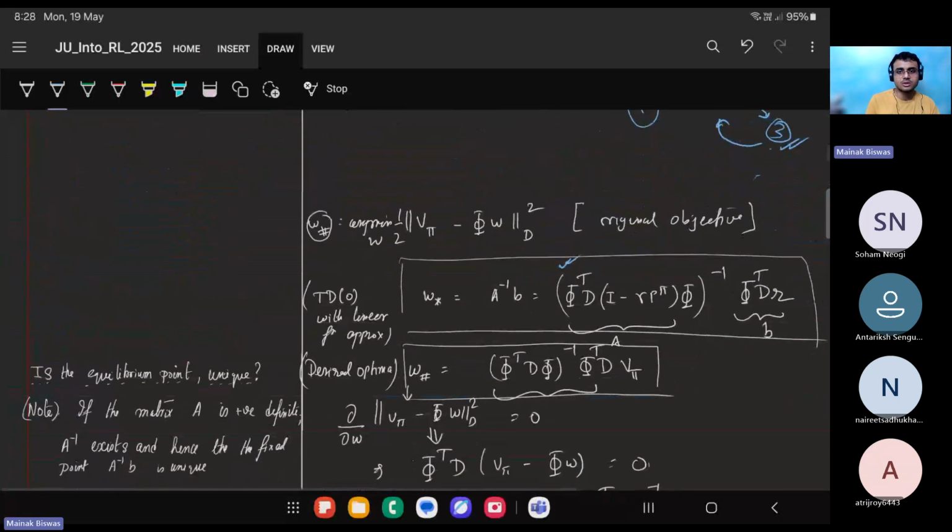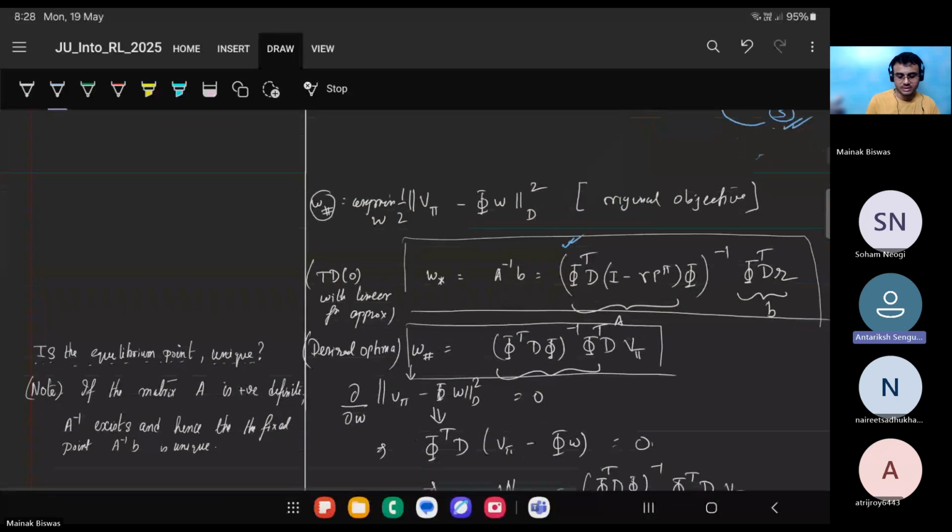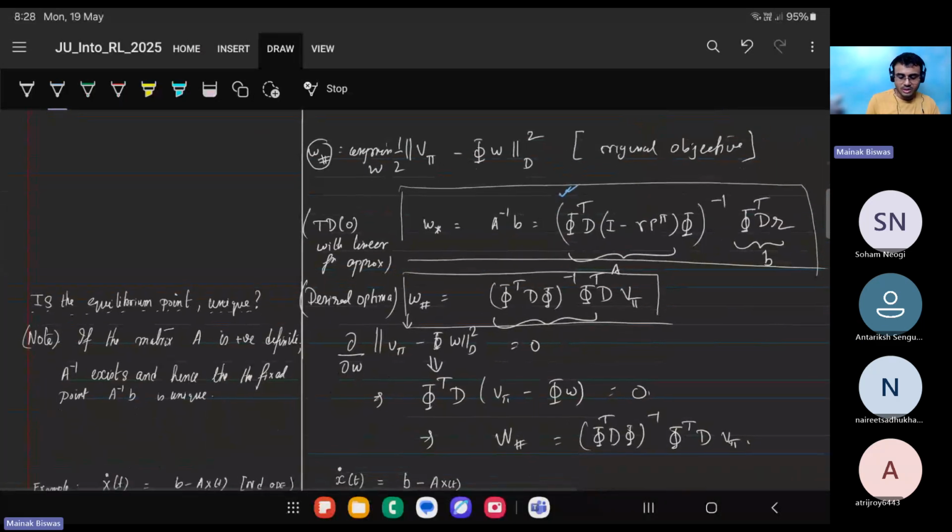Can you hear me? I don't want to go ahead unless this is clear. Okay. So this was sessions 14 and 15, and this was session 12 and 13. We saw that this W hash was the point of convergence we wanted, but we ended up getting this W star. So now these 2 questions we'll try and answer.